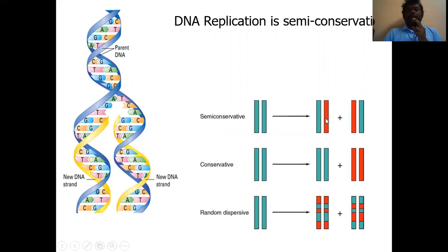So if it is a conservative process, the two DNA strands from the mother cell will be shared together into one daughter cell. But whereas in the semi-conservative process, only one strand of DNA will be shared with one daughter cell and another DNA strand will be shared with the second daughter cell. But whereas in the purely conservative process, both the mother DNA strands will go to a single cell and the other DNA molecule will have two new DNA strands.